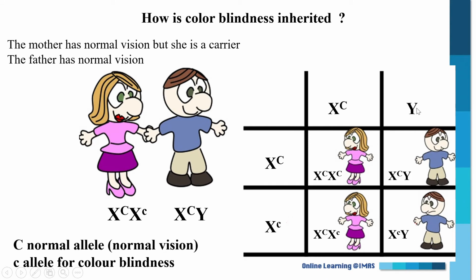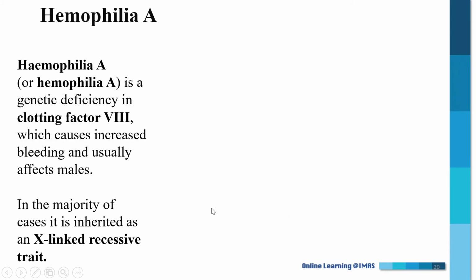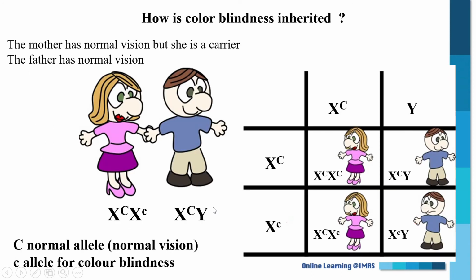This boy here will receive the Y from his father and the normal X from his mother. He will be normal. And this one will receive the Y from his father, but the mutated X from his mother. And this boy here will have color blindness. That's why you can see he's unhappy. So this was the first example, color blindness.